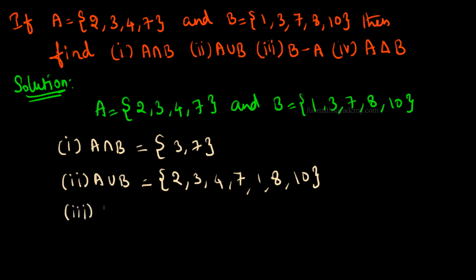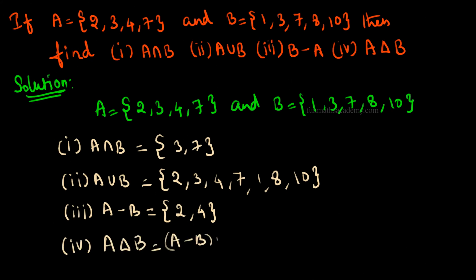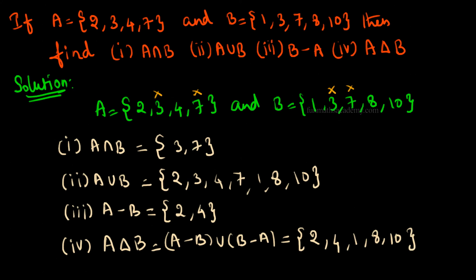Now, A minus B will be elements of A minus the elements of B. That is, it will be the set of elements 2 and 4. Finally, symmetric difference will be the union of A minus B and B minus A, remember? So that will be the set of elements 2, 4, 1, 8 and 10.